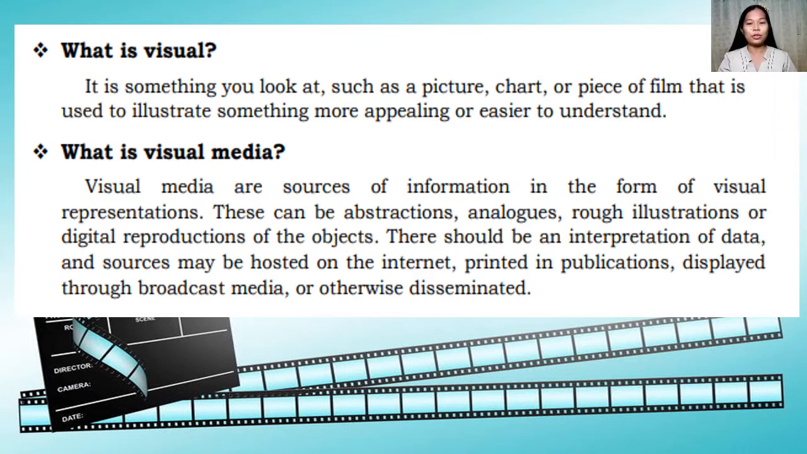Visual media are sources of information in the form of visual representations. These can be abstractions, meaning concepts, analogs, meaning comparisons, rough illustrations, meaning drawings or sketches, or digital reproductions like pictures, movies, films of the objects. There should be an interpretation of data.